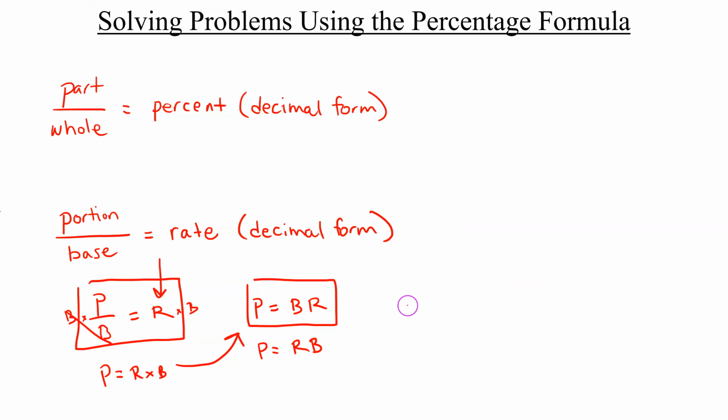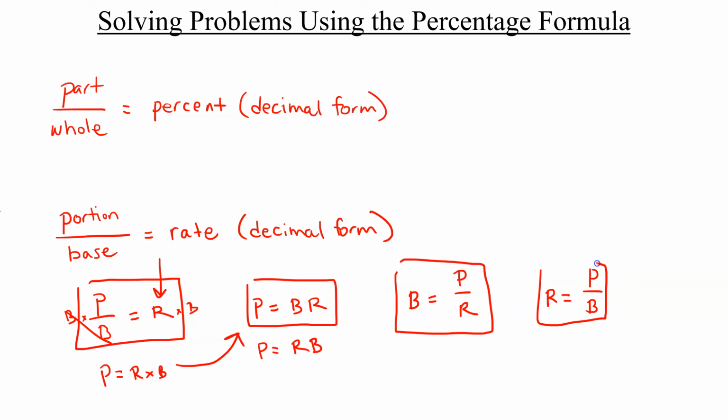And then we could also solve for the base, which would be portion over rate. And again, it's really not a third equation, it's just the first original equation rewritten. So let me rewrite this equation. If we wanted to solve for rate, it's portion over base. These are the three equations that we're going to be working with in this section.